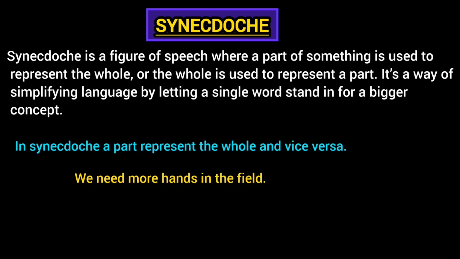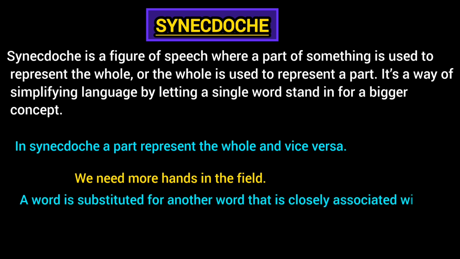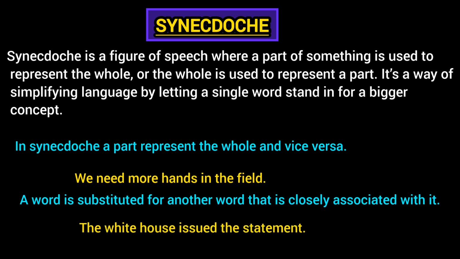But in metonymy, a word is substituted for another word that is closely associated with it. Simply, it is different from synecdoche because it also represents one thing through another thing, but it does not use a part to represent the whole. Instead, it represents one thing through another thing which is closely associated with it. As in our example, the White House issued the statement. Here the White House is not a part of the US President, but it is closely related to the President. The President is represented, but not through his part; he is represented through a thing closely associated with him.